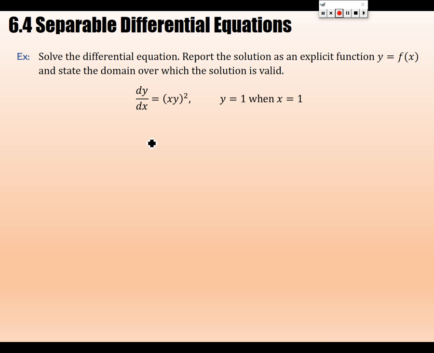Let's do another one. This time, notice it's asking us to report the solution as a function f of x. So please obey that constraint. Is it obvious that this is separable on the front? We tried to make it look not separable a little bit. Can you handle an x y squared? Well, I think we can separate that.